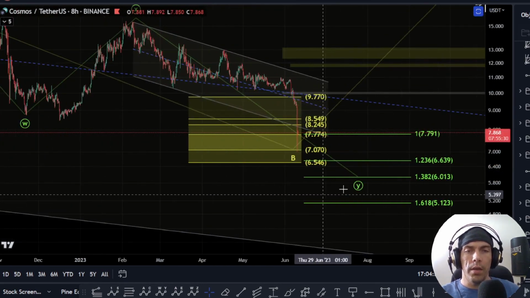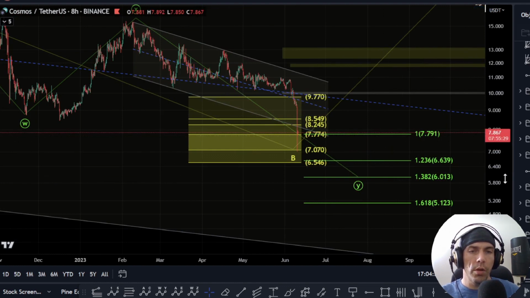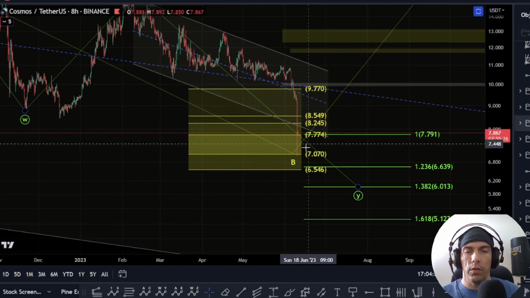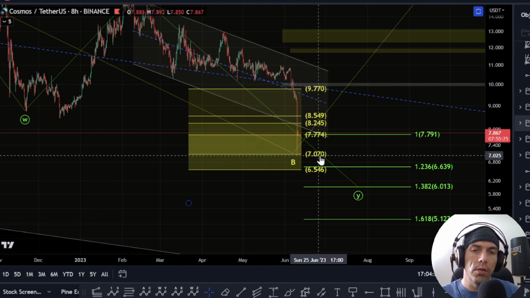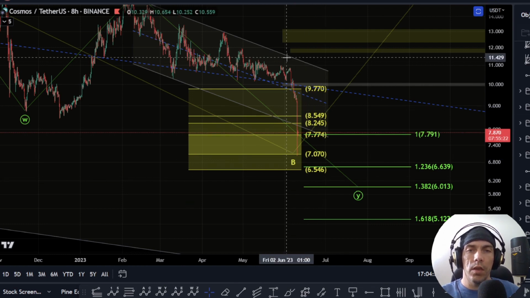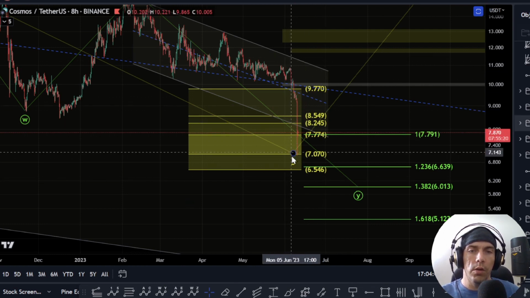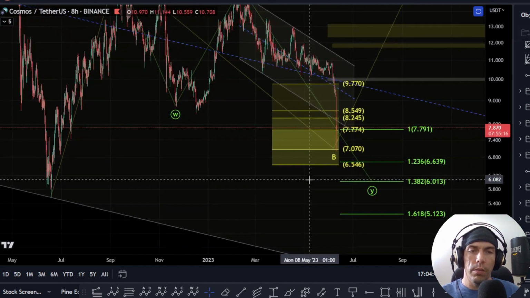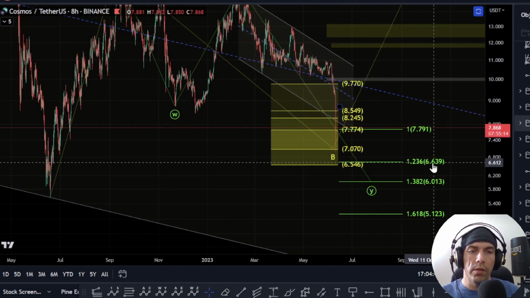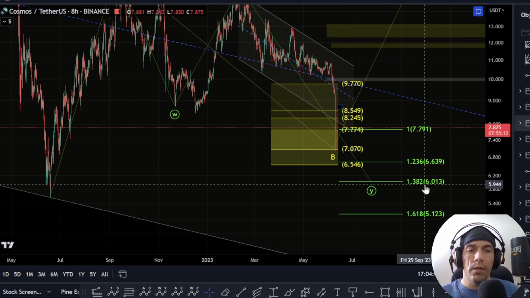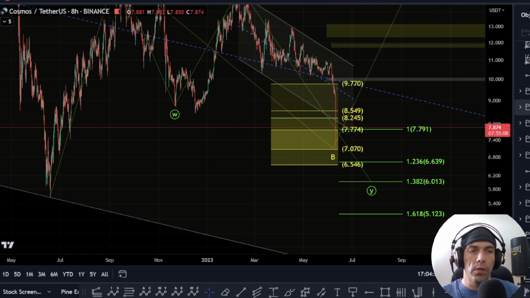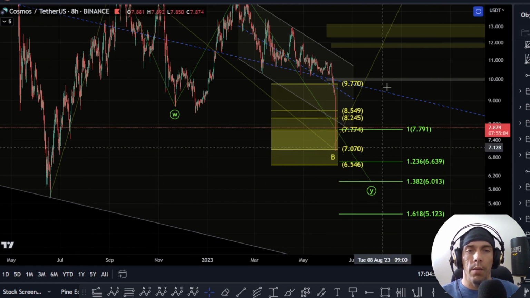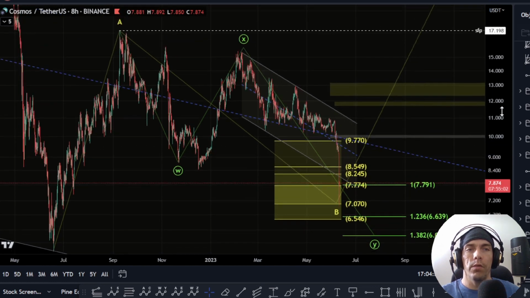Now the Y has actually come down past this 1-to-1 already, so we need to be aware there is always the potential of reversal. We also did come down to the 0.786, but what we could see is within these internal counts here, it is looking like there is still potential to come down a little bit lower. So what I'd be looking for lower down here would be this 1.236 at the $6.63 and this 1.382 here at the $6 area. So that would still tie into that idea of this being an A, B and looking for this C wave to the upside.